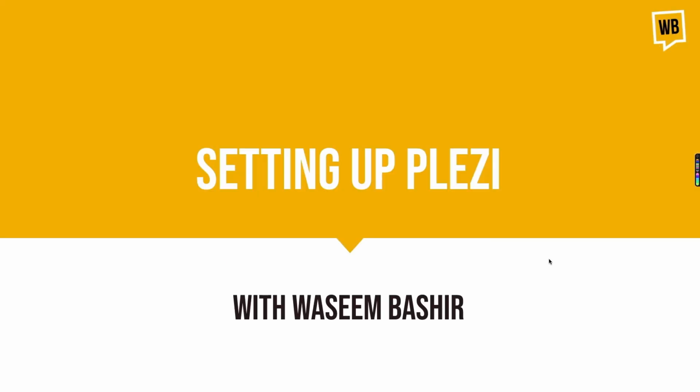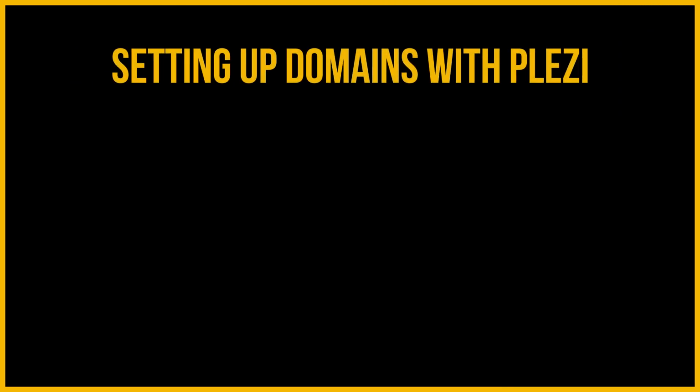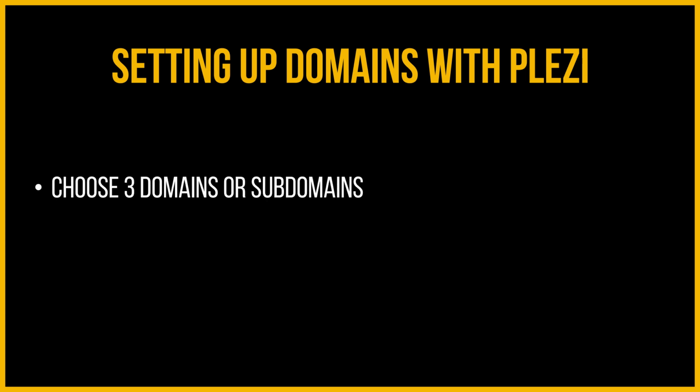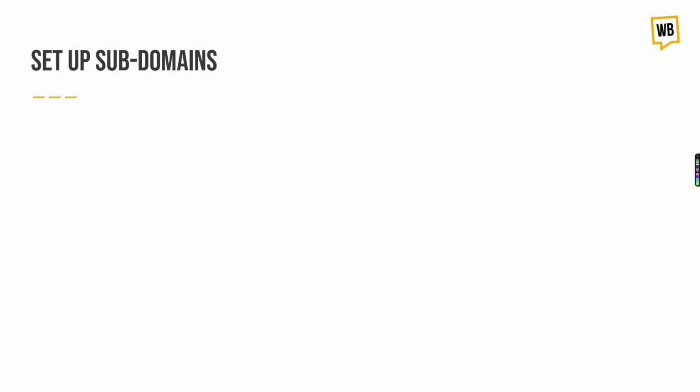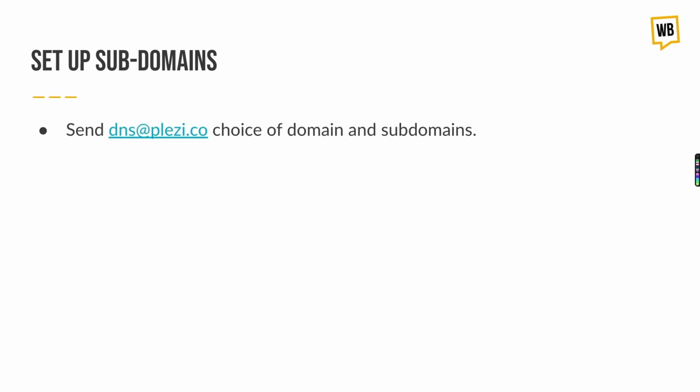So now you understand what Plezi does, let's set it up. The first thing you need to do is set up domains with Plezi. This is very simple. All you need to do is choose 3 domains or subdomains which you want to use and send them over to dns@plezi.co, and they will send you a list of instructions.